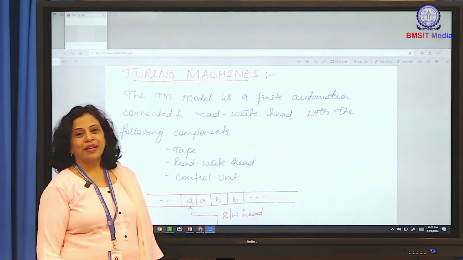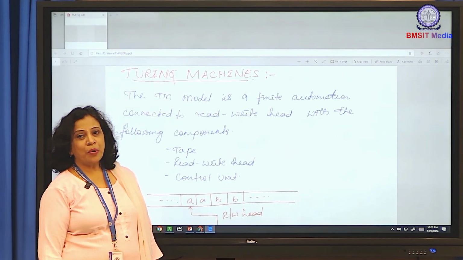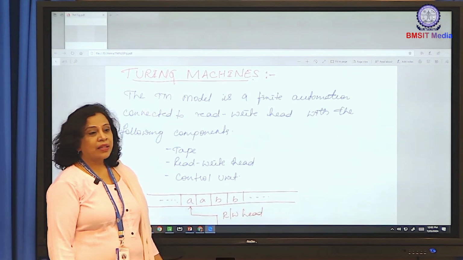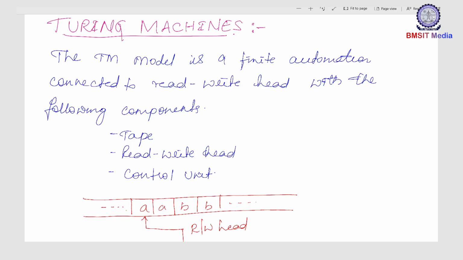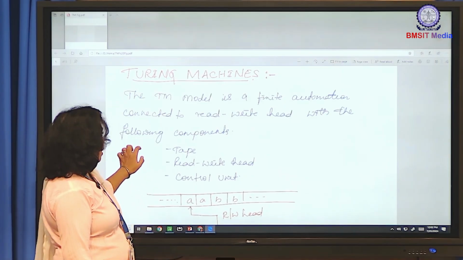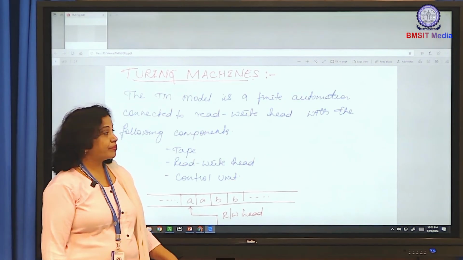Hello students, today let's discuss Turing machines. This machine is named the Turing machine because it was founded by Alan Turing, so it is named after him. Let's see how this works.